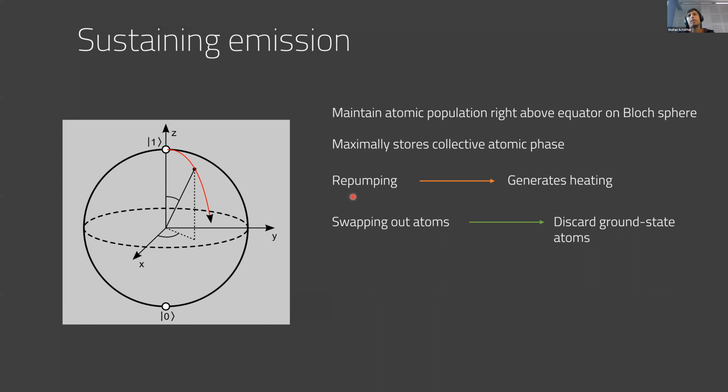So the different approach of swapping out the atoms is a bit more promising. This way you can discard atoms that have already decayed into the ground state and fill up the cavity with new atoms already in the excited state, which then quickly synchronize with the atomic ensemble that's already inside the cavity mode.